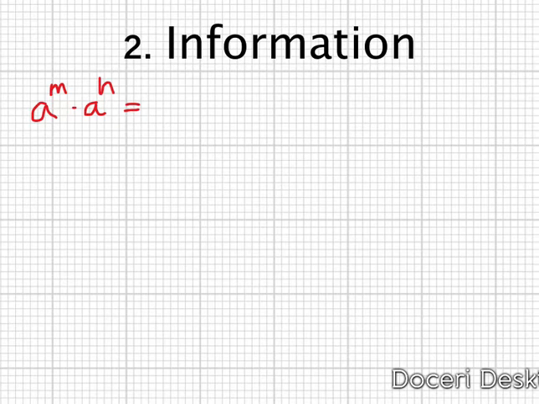If you noticed, in the exploration, what you should have been able to do is expand out, like I think it was 3 to the 4th times 3 to the 5th. 3 to the 4th is the same as 3 times 3 times 3 times 3.